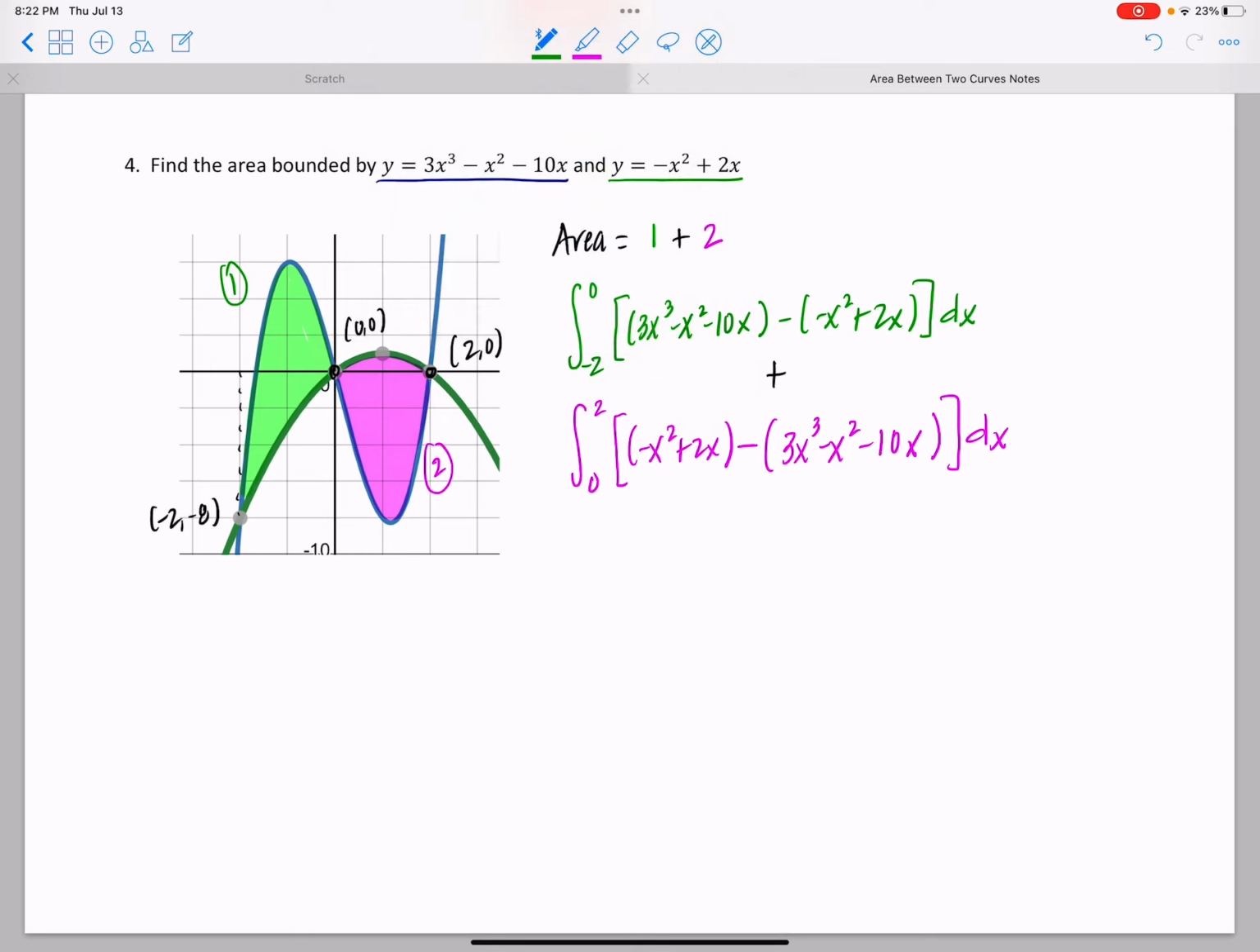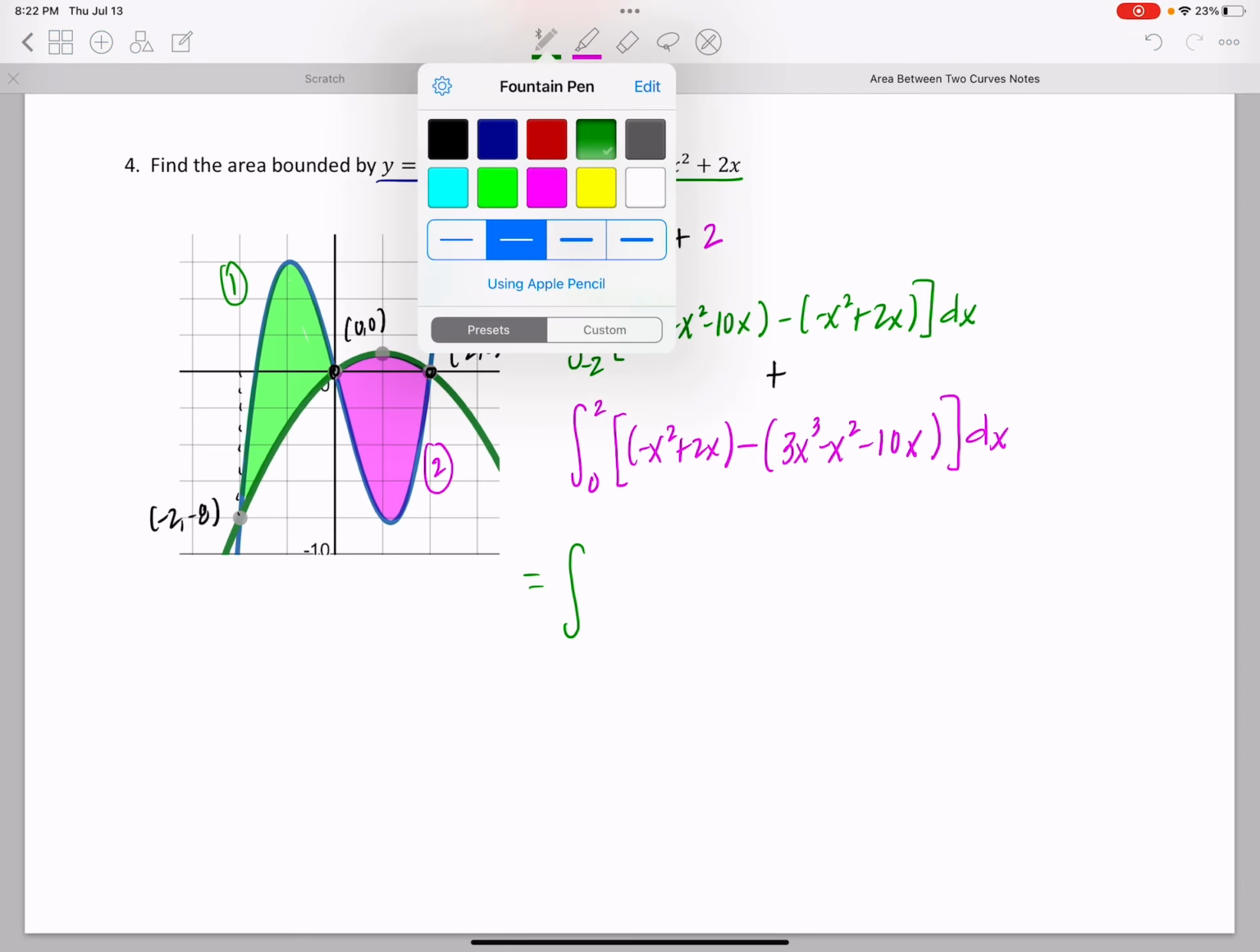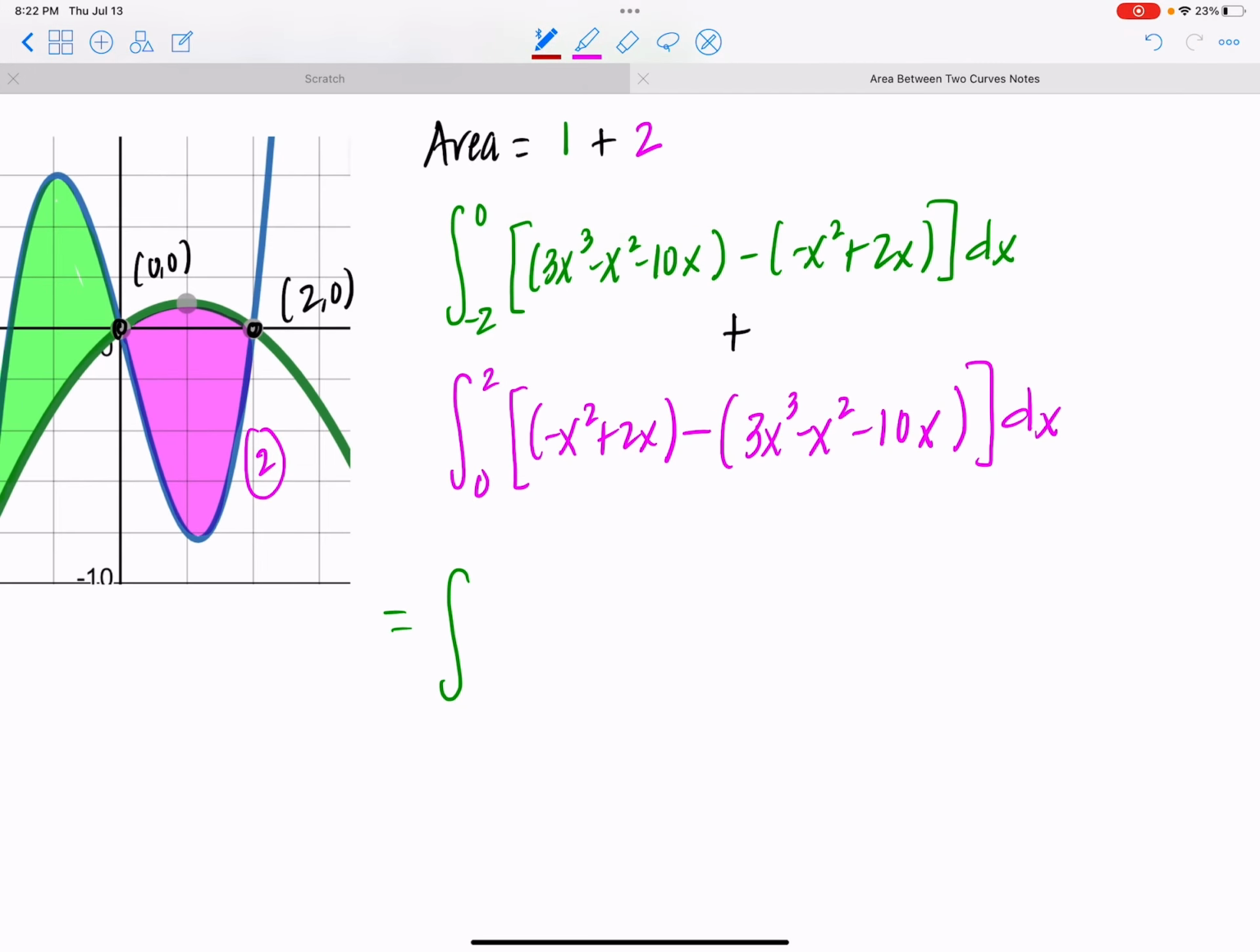So the first one we're looking at, let me do a little bit of side work over here. If I distribute this negative, it's going to be a +x squared and a -2x, and so I'm going to combine like terms. I'm going to have a 3x cubed, the +x squared and -x squared are going to cancel, and -10x and -2x make a -12x. And that's from -2 to 0.